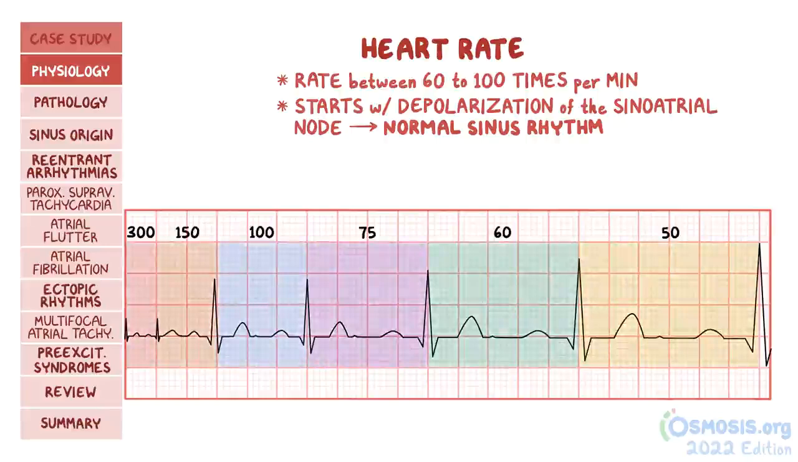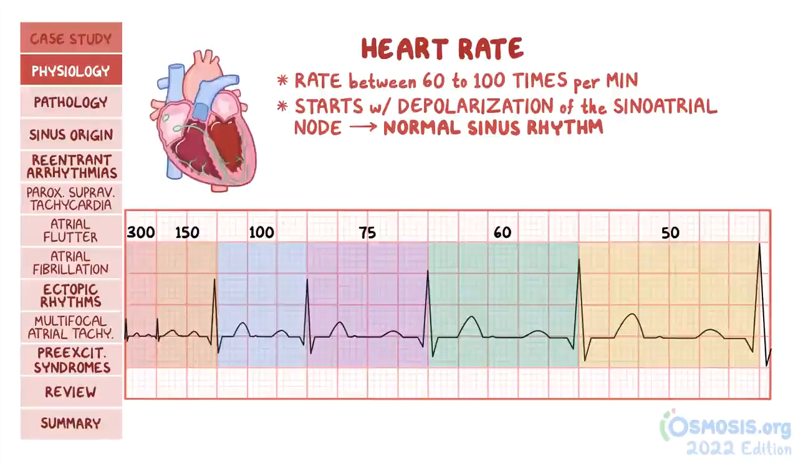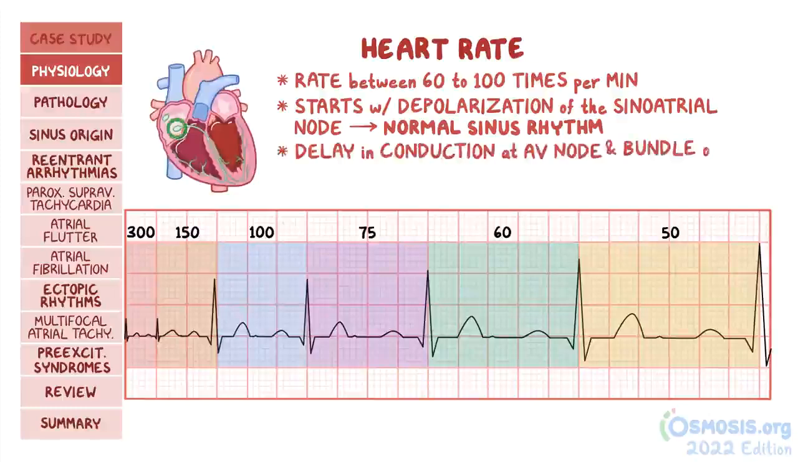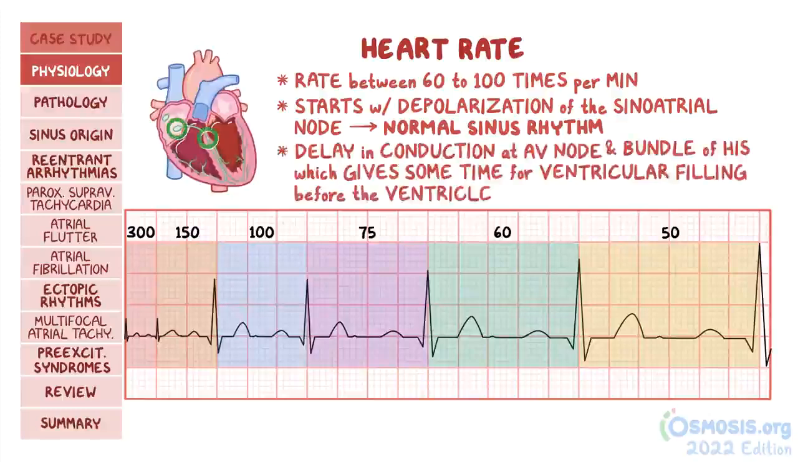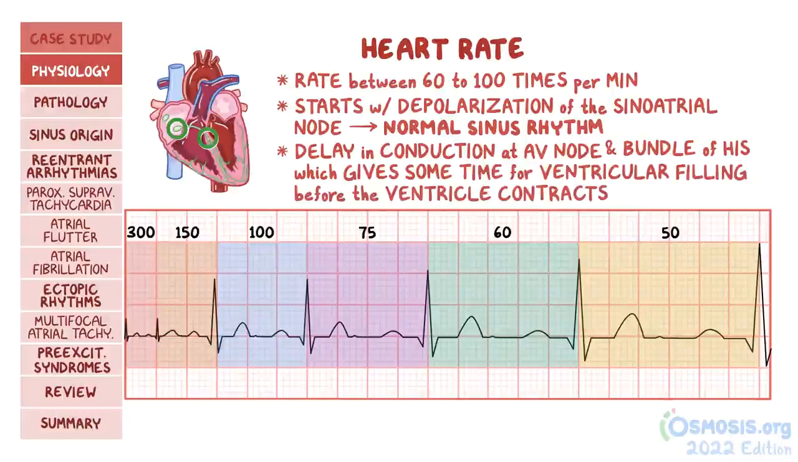It's important to know that there is normally a delay in conduction at the AV node and the bundle of His, which gives some time for ventricular filling before the ventricle contracts. On the ECG, this is represented by the PR interval, which should be less than 5 small boxes, or 200 milliseconds.